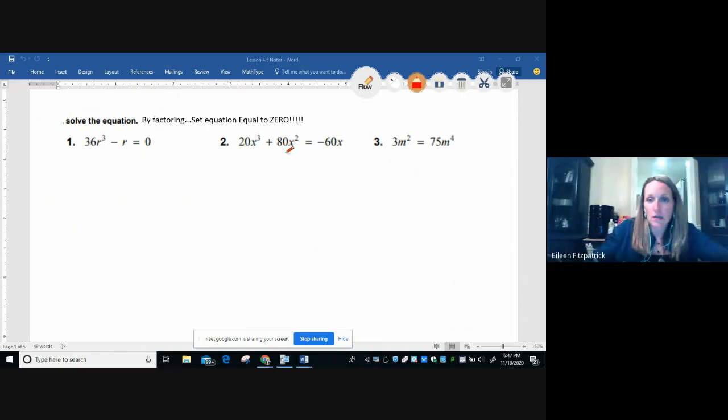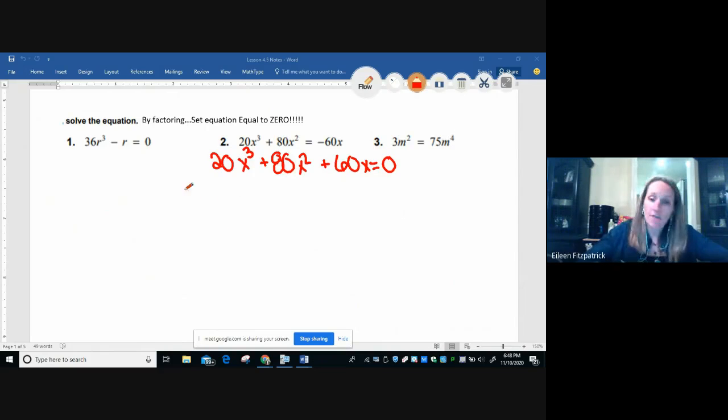So for problem number 2, I need to set it equal to 0. I'm going to move that 60x to the other side by adding it, and I'm going to put it in descending exponent order so that we start with the highest exponent first, 20x cubed, then I'd have plus 80x squared, then moving that 60x over by adding it, so 60x equals 0. Solve by factoring, look for a GCF.